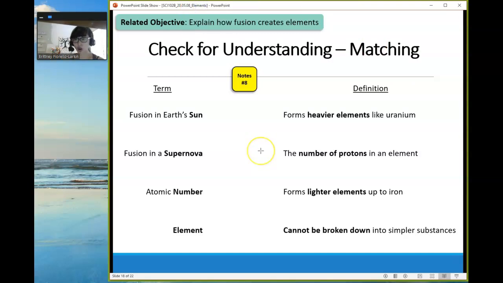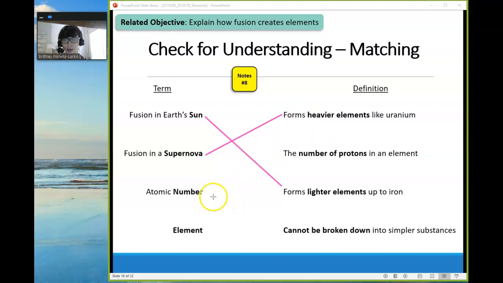All right, so let's go ahead and go over this. Again, this should be really familiar. We literally just went over this. Fusion in the Earth's sun can form the lighter elements. It can form them up to iron. So hydrogen, helium, carbon, up to iron. In a supernova, though, which is much hotter, much more pressure, those can form the even heavier elements like uranium, radon, krypton, etc. Okay, because it's a lot hotter, a lot more pressure.